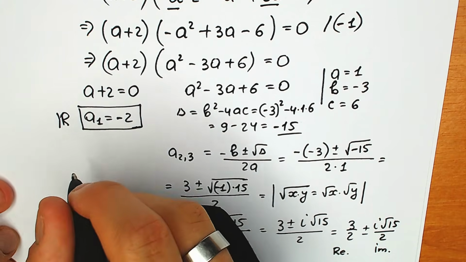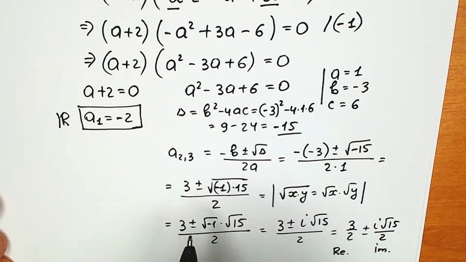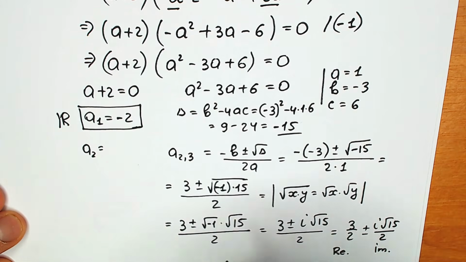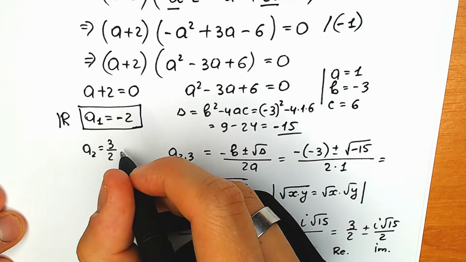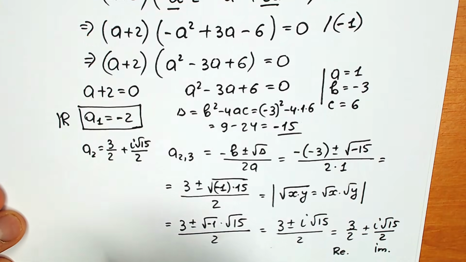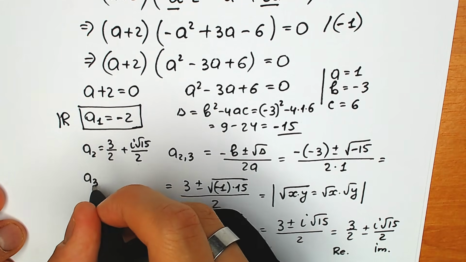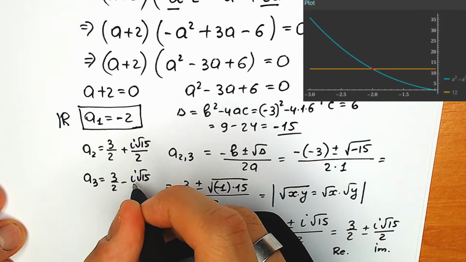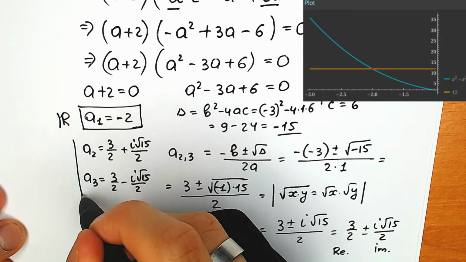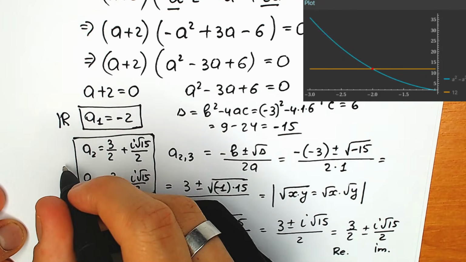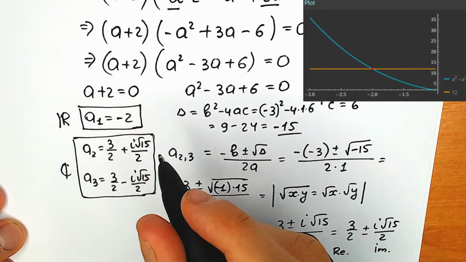Okay, so let's write our final answer right here, because I don't have enough space on the right side, so let's write on the left side. a second, let's go with the plus sign, so we have 3/2 plus i square root of 15 over 2. This is our a second. And a third equals 3/2 minus i square root of 15 over 2. So these two roots are complex roots, okay? And this one is a real number root.